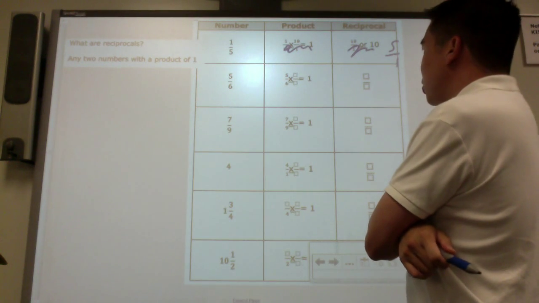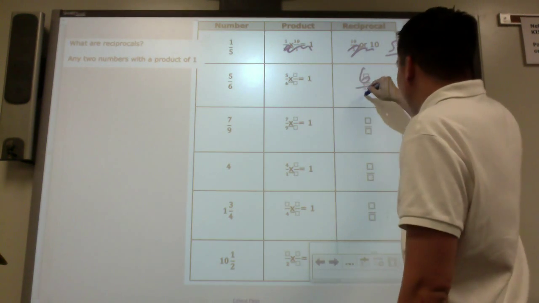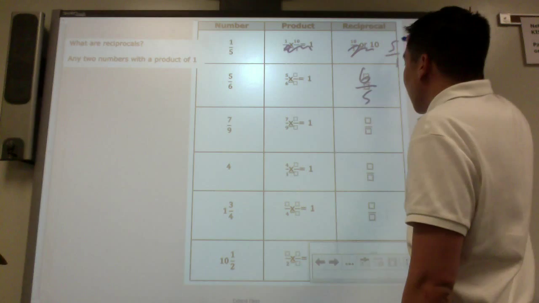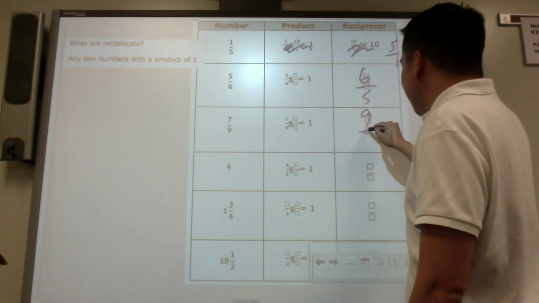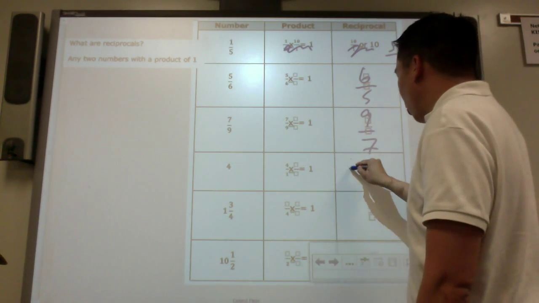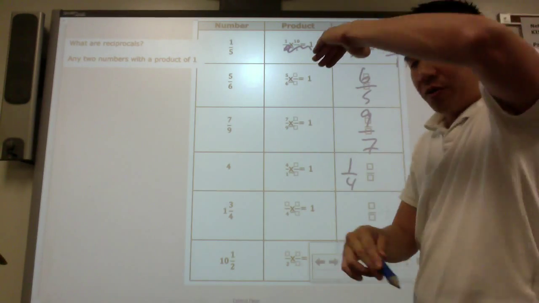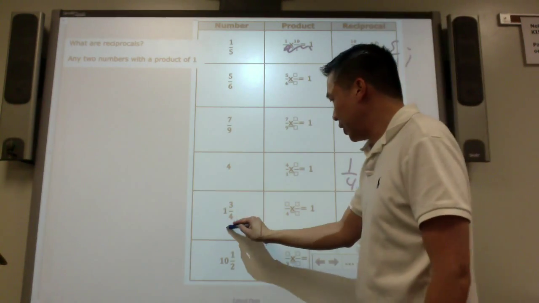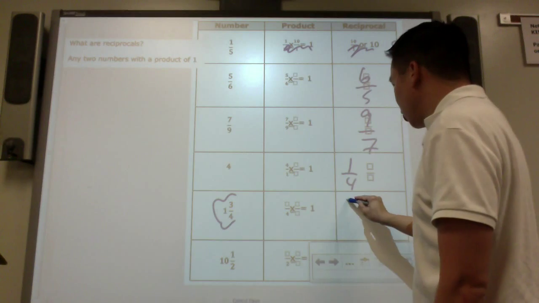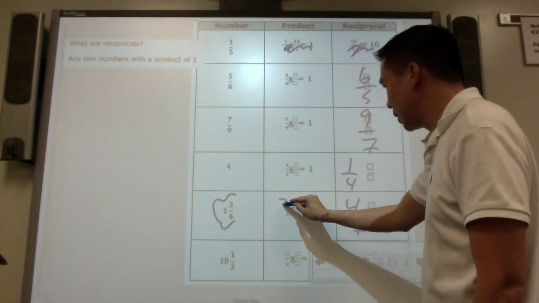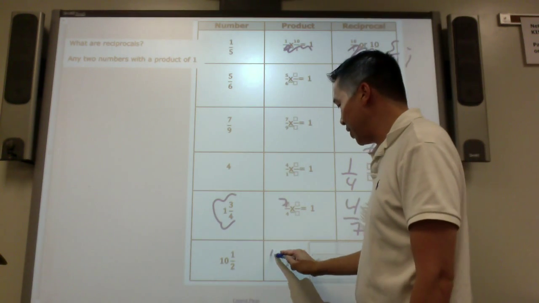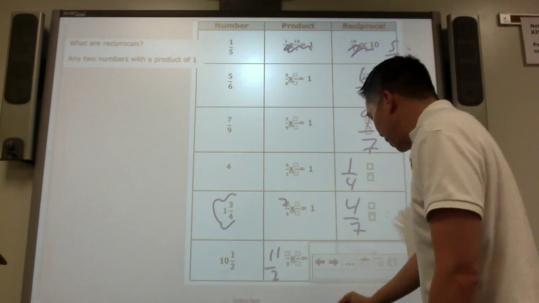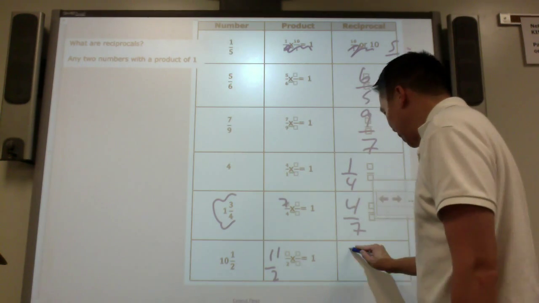What is the reciprocal of 5/6? 6/5. What's the reciprocal of 7/9? 9/7. What's the reciprocal of 4? 1/4. What's the reciprocal of 1 and 3/4? This becomes 7/4, so 4/7. This is 10 and 1/2, that's 21 halves. The reciprocal of it would be 2/21.